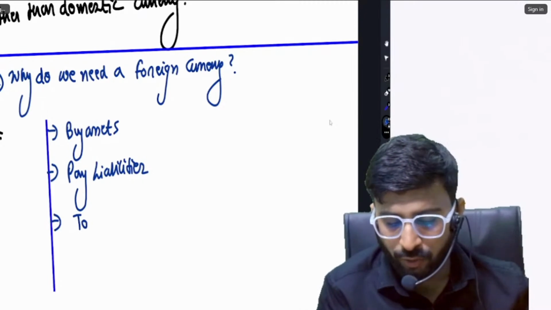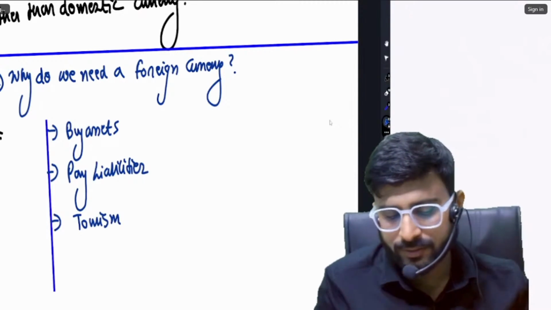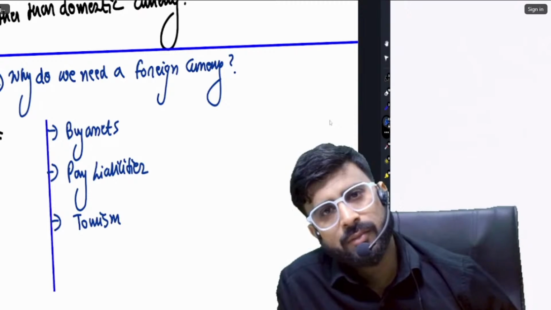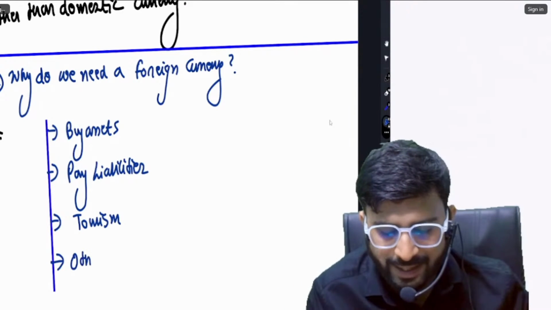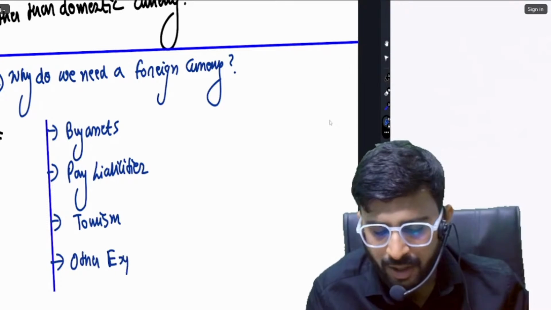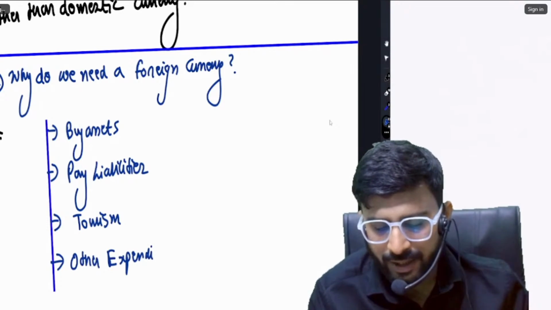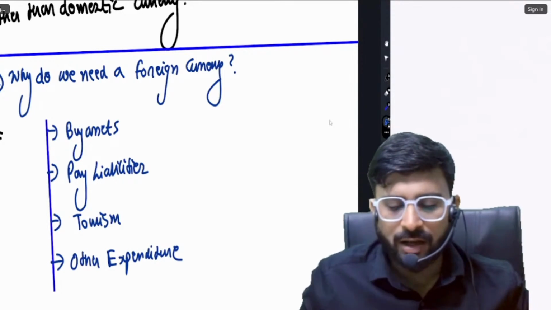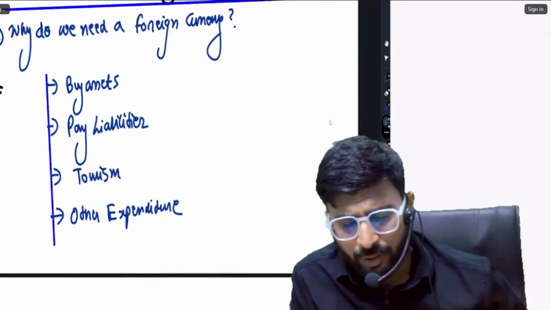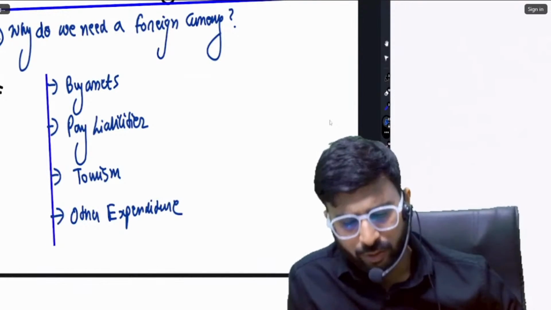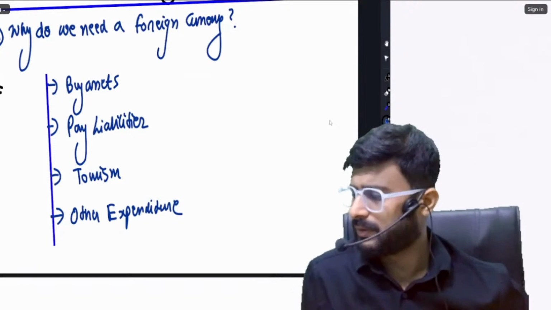We need foreign currency for tourism. And also we need foreign currency to meet any other expenditure that may become necessary. That is the main idea. Why do we need a foreign currency? Since it's an MCQ setup, we don't need to elaborate on this one. Only the basic knowledge of why we need it is enough.